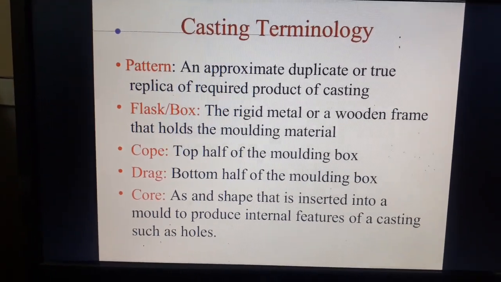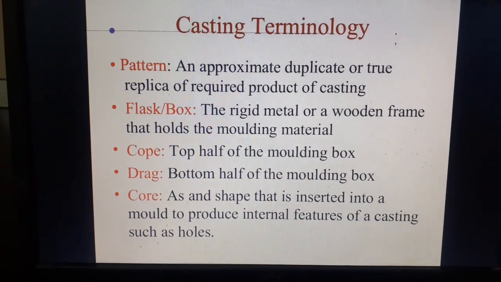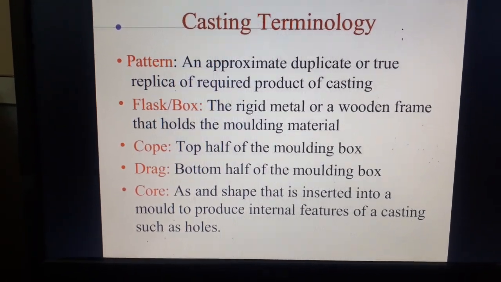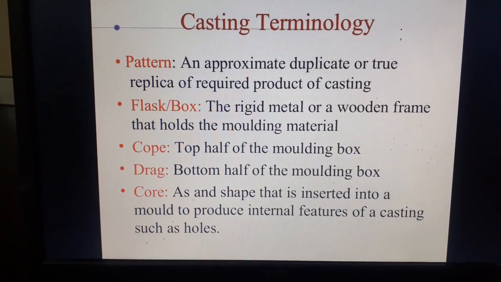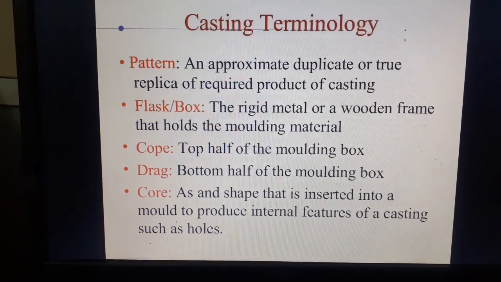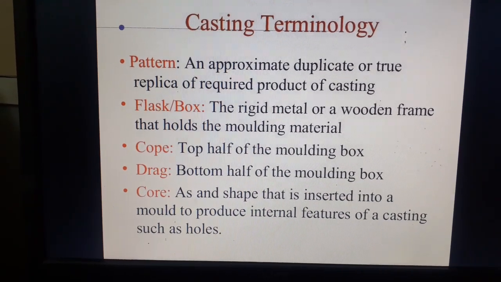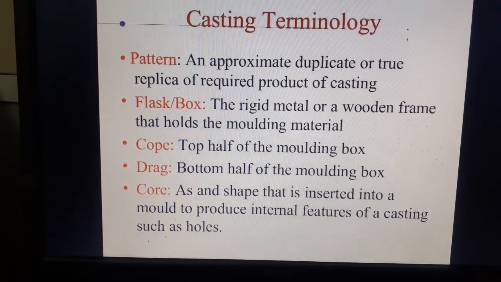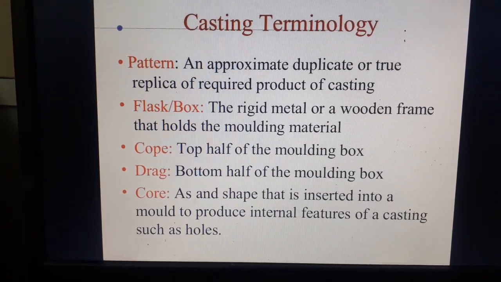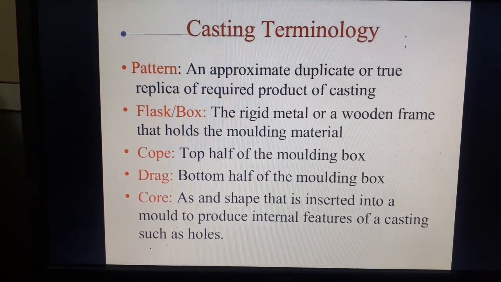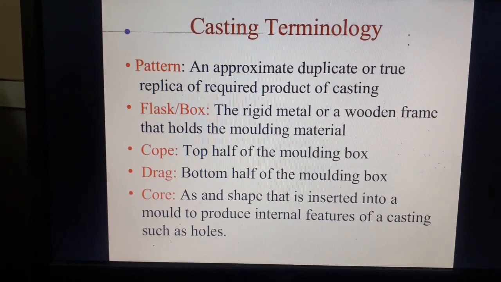So casting terminology, first we will see the pattern. What is meant by pattern? It is the replica of the desired casting. Then flask or box, it is made of wooden frame, or we can also make it from metal. Then there are two molding flasks. The upper one is called the cope and the lower one is called the drag.